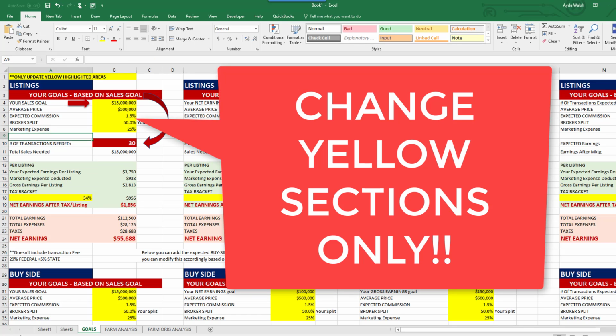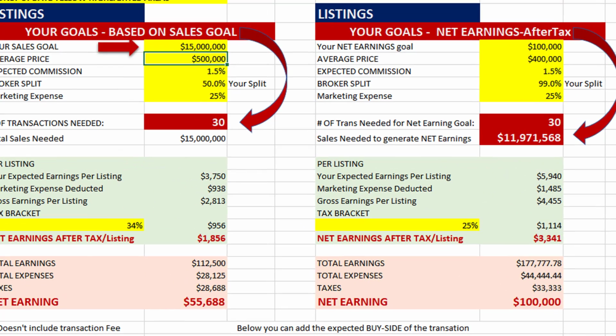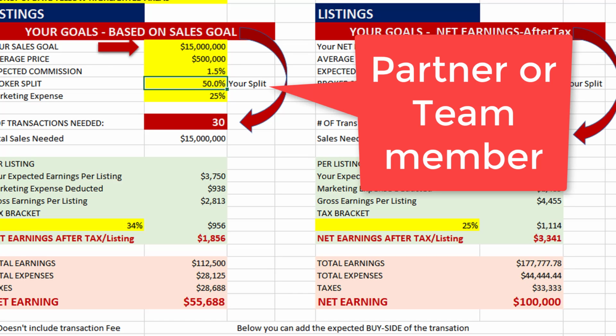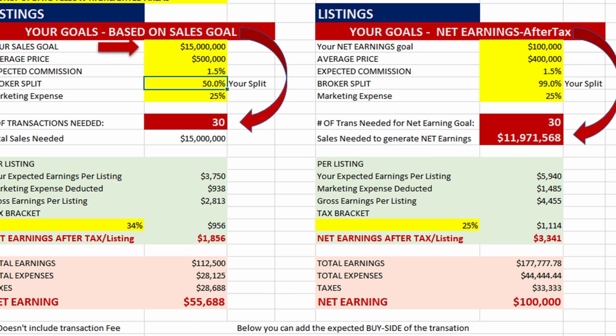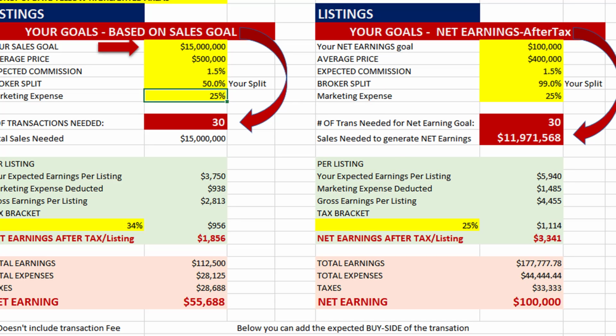Okay? And those areas are basically the goals that you want to put in here, the average price. So in your specific town or farm area or focus area, wherever you're marketing, what is the average price? And then your expected commission. Now, this can range. If you're in a team, you can half whatever you're expecting, or if you have a split with your team as well as the broker. So obviously this is going to change for that. So I don't have the team one set up for this one, but it is for a single agent that can kind of come in here and put the expected commission and then the split and then the marketing expense.